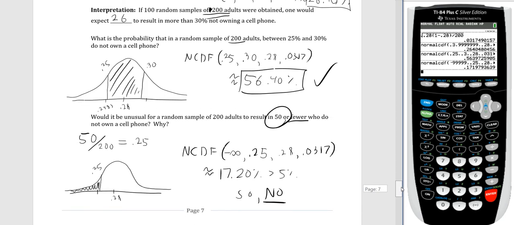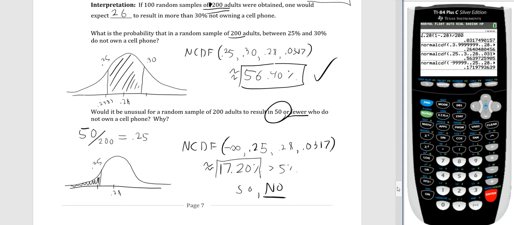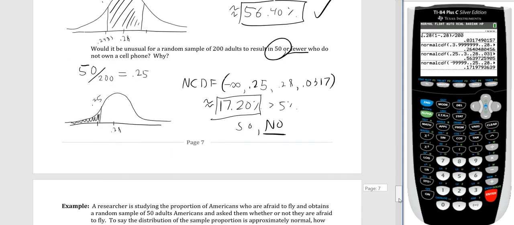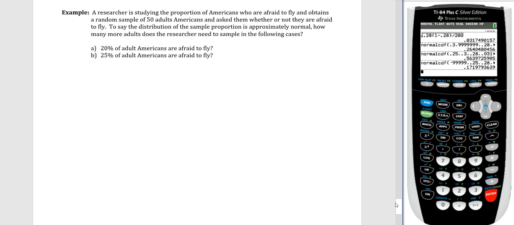All right. Hope you did pretty well on those. Hopefully you're getting the hang of it. Last example we'll do here. A researcher is studying the proportion of Americans who are afraid to fly and obtains a random sample of 50 adult Americans and asks them whether or not they are afraid to fly. To say the distribution of sample proportion is approximately normal, how many more adults does the researcher need to sample in the following cases? A: the proportion of adult Americans that are afraid to fly is 20%, or B: 25%.